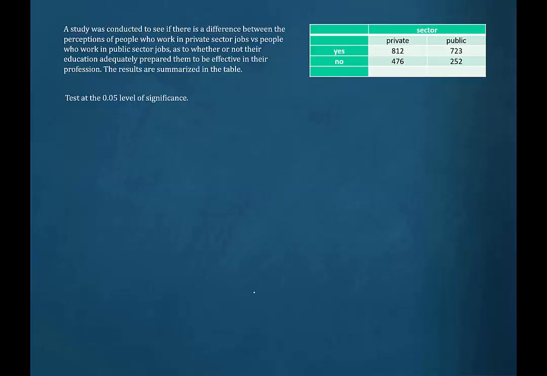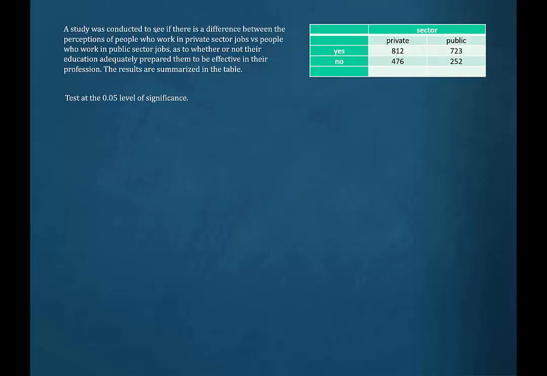A study was conducted to see if there is a difference between the perceptions of people who work in private sector jobs versus people who work in public sector jobs as to whether or not their education adequately prepared them to be effective in their profession. The results are summarized in the table. We are to test this at a 0.05 level of significance.